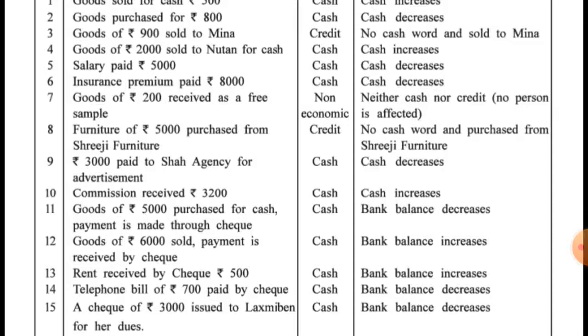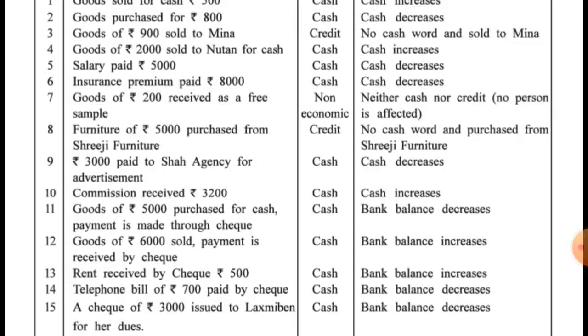Next, 14th transaction, that is telephone bill of rupees 700 paid by check. Now the telephone bill, we have not paid in cash, we have paid by check. So again the payment has been made, so it's a cash transaction, whether it is in the form of cash or in the form of check, and due to payment the bank balance would decrease.